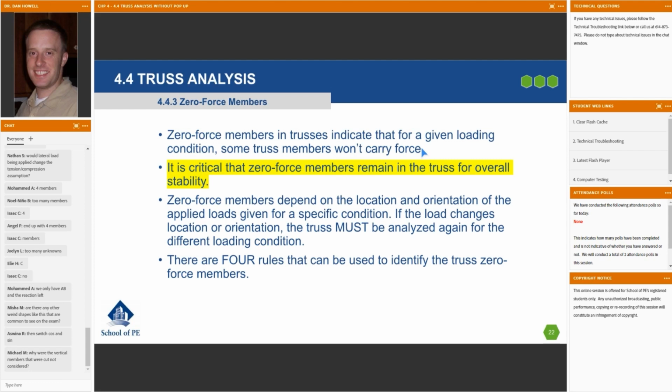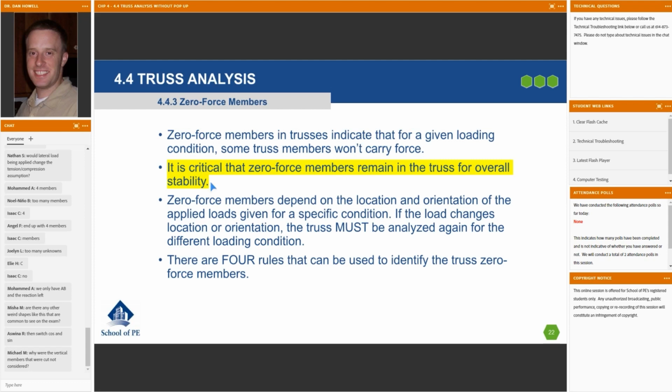All right, now let's jump back to the slide here. It says what? Zero force members just mean that for a given loading, some members do not take force. They are always, can I get a couple more always in there? Always needed for stability.